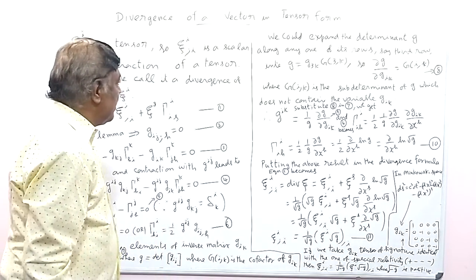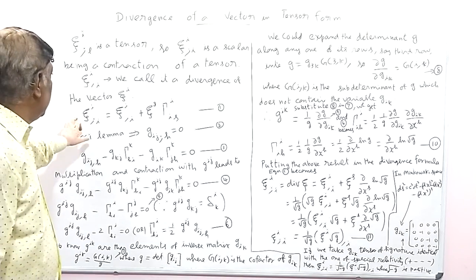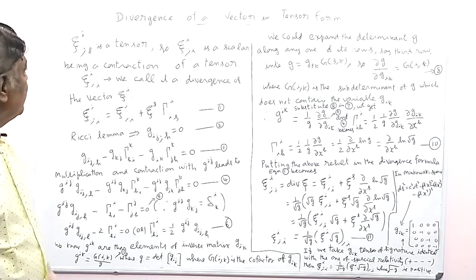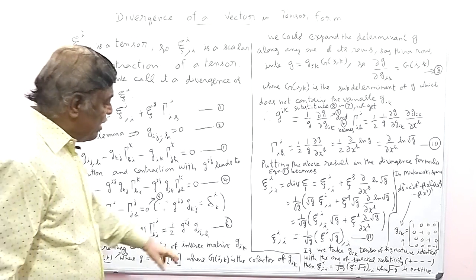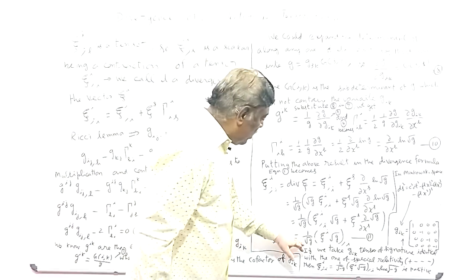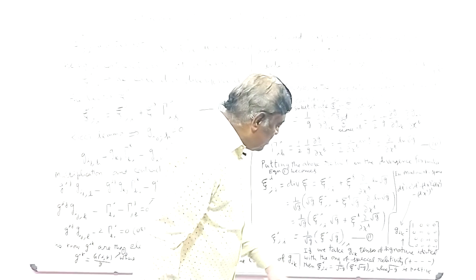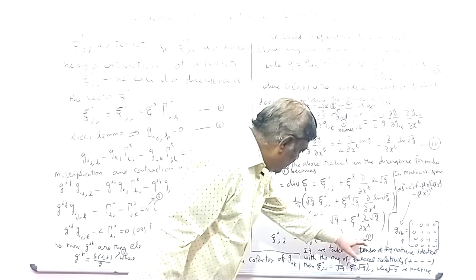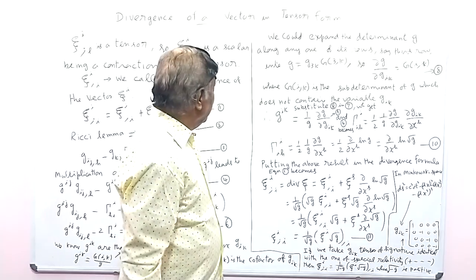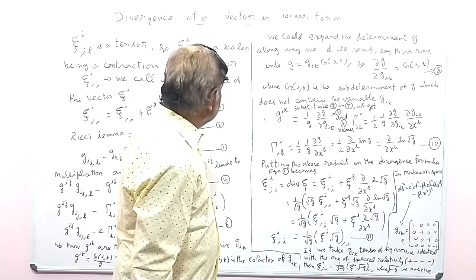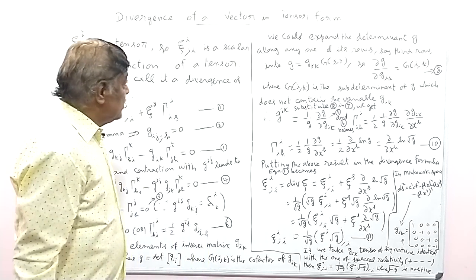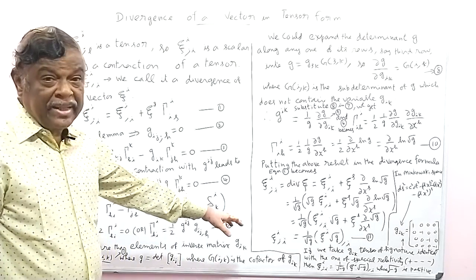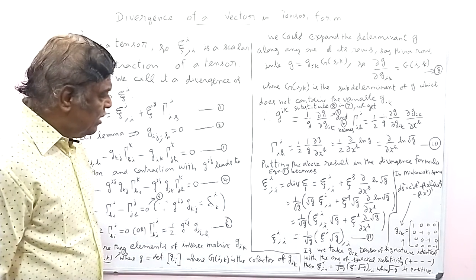Psi i semicolon i, we have already defined. This is the divergence of psi. So divergence of psi is 1 by root of g psi i root g comma i. So this expression is the definition for the divergence, and this divergence is expressed in the tensor form.